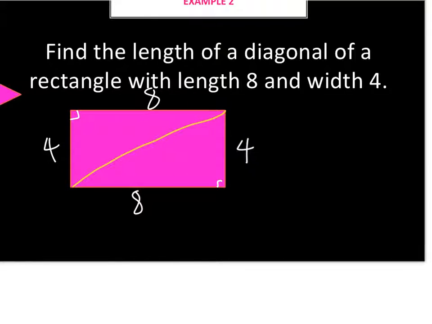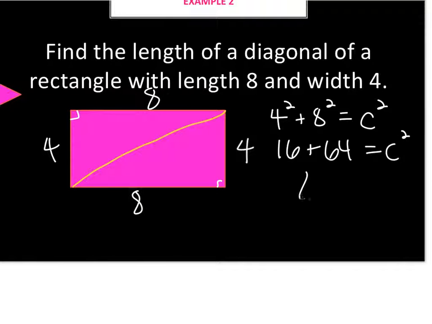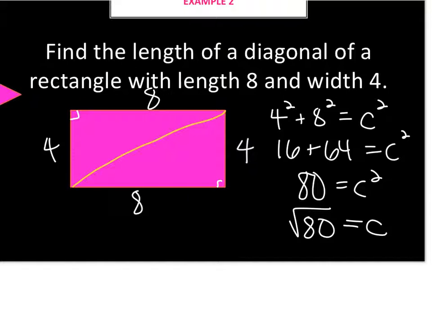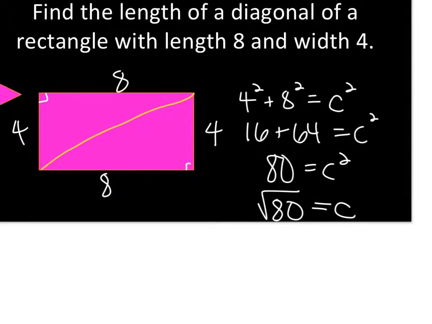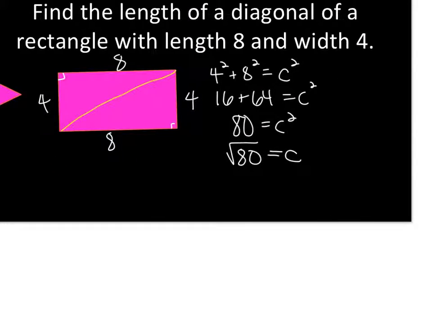So what's the equation to set it up? 4 squared plus 8 squared equals the diagonal squared, which we can say C. You call whatever variable you want. So 16 plus 64. Can I simplify that? What two numbers multiply together to give you 80? 8 and 10.